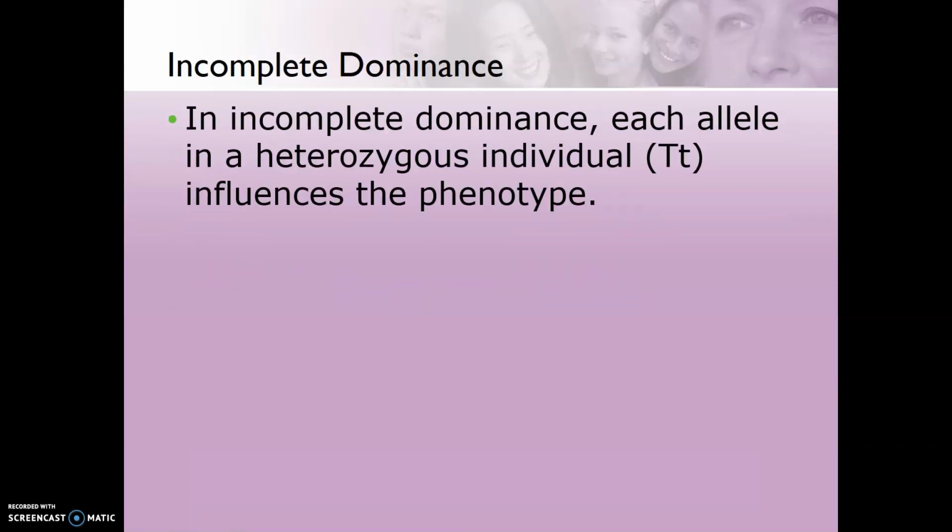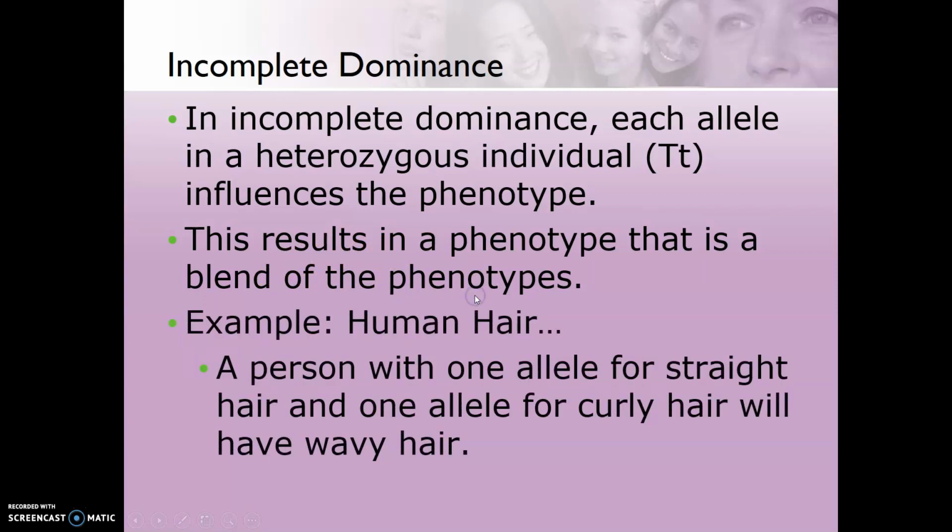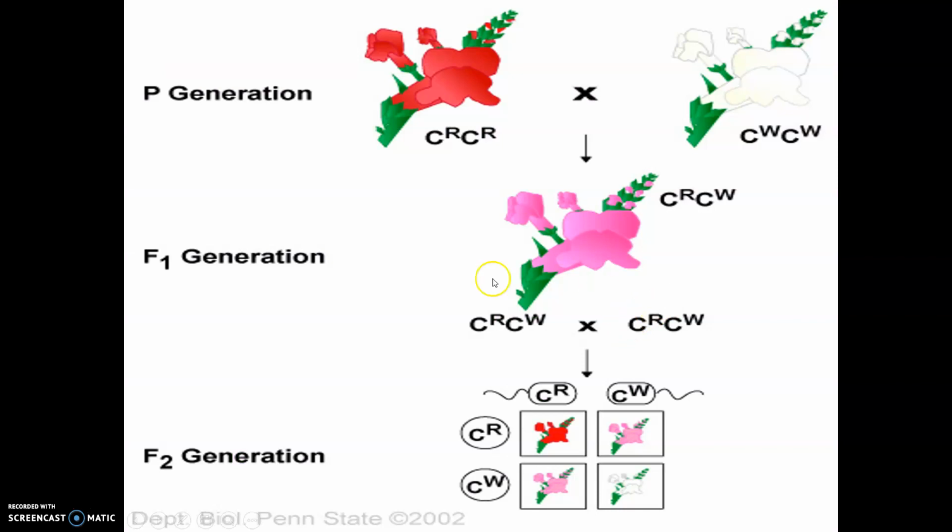Okay, so we've talked about complete dominance. So the opposite of this is incomplete dominance, where each allele has an influence in the phenotype. So big T, little t, if we're talking tall, would result in a medium height person. So in incomplete dominance, this results in a phenotype that's a blend of the two. So for human hair, a person with one allele for straight hair and one allele for curly hair will end up having wavy hair. Here is an example of flowers.